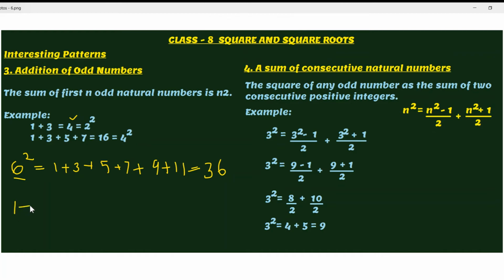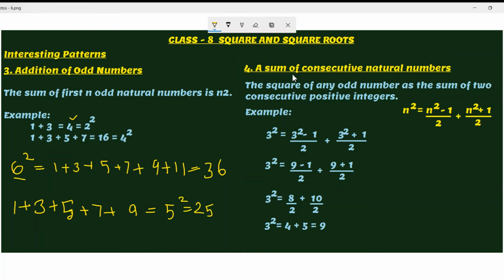For example, 1 plus 3 plus 5 plus 7 plus 9, we can count 1, 2, 3, 4, 5, which is 5 square, which is equal to 25. This way also we can write.